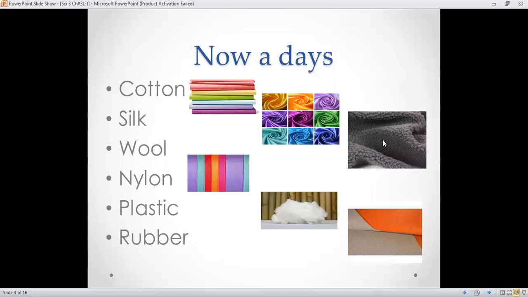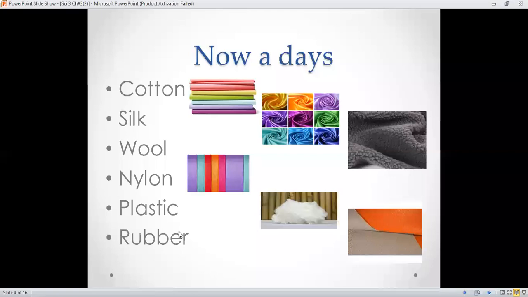Then nylon. Here is a picture of the nylon cloth. You can say it's a very thick and stuffy cloth. Then next is plastic. You can see plastic clothes, basically you have seen when someone wears raincoats. Raincoats are made of plastic and protect the body and the clothes from the rain. Then rubber. Nowadays everyone is wearing rubber gloves and plastic gloves to protect ourselves from the coronavirus.